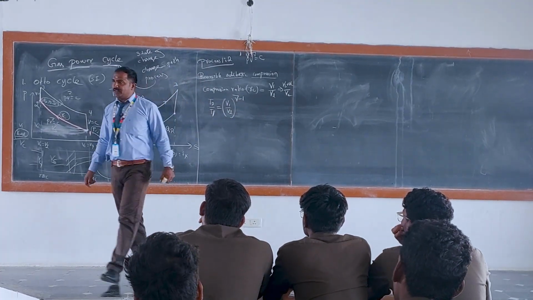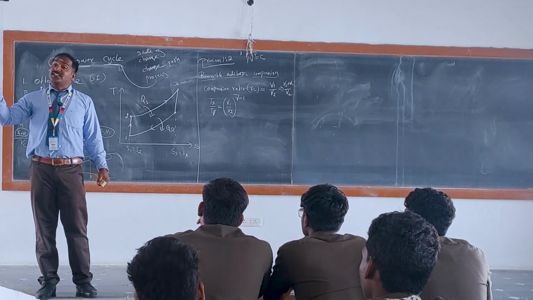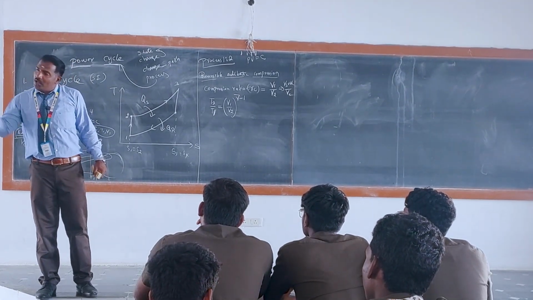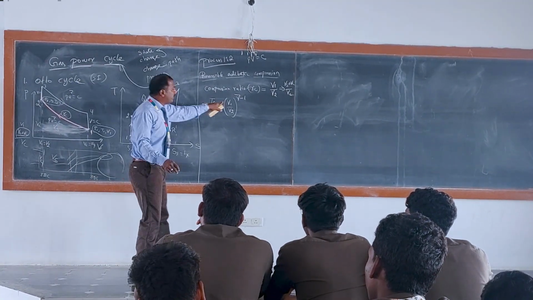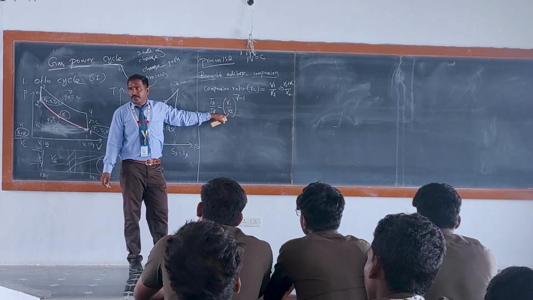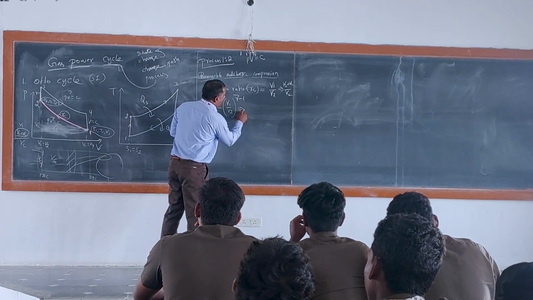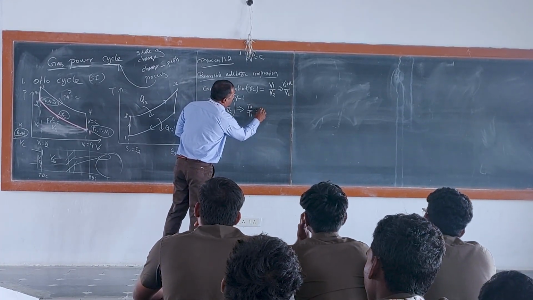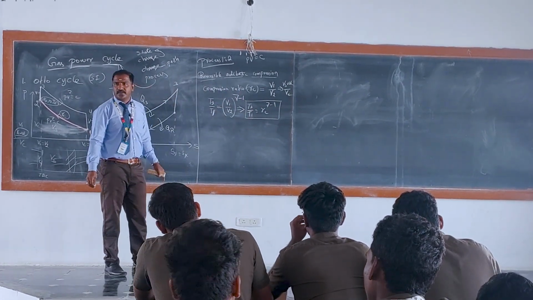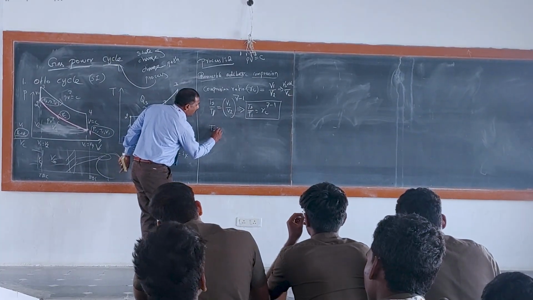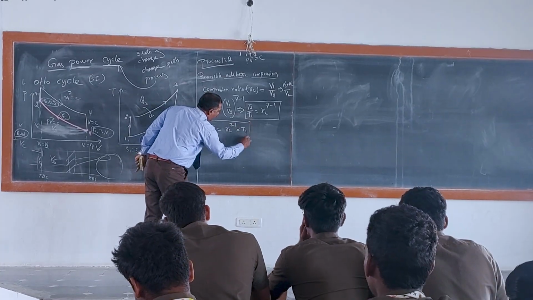We derived it, okay? Whoever has not noted it down, please note it down. PV power n is equal to constant, and PV power gamma is equal to constant, we have done these too. Check properly. Here this is the equation. Can we rewrite this equation? What is V1 by V2? It is the compression ratio. So T2 by T1 is equal to RC power gamma minus 1. If you need to find T2, T2 is equal to RC power gamma minus 1 into T1.